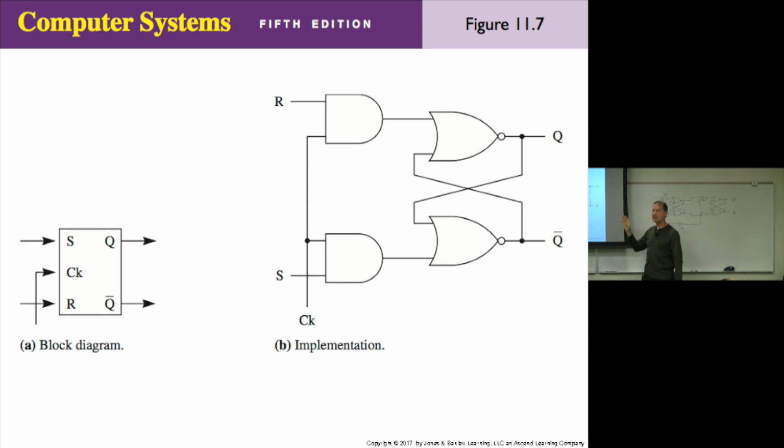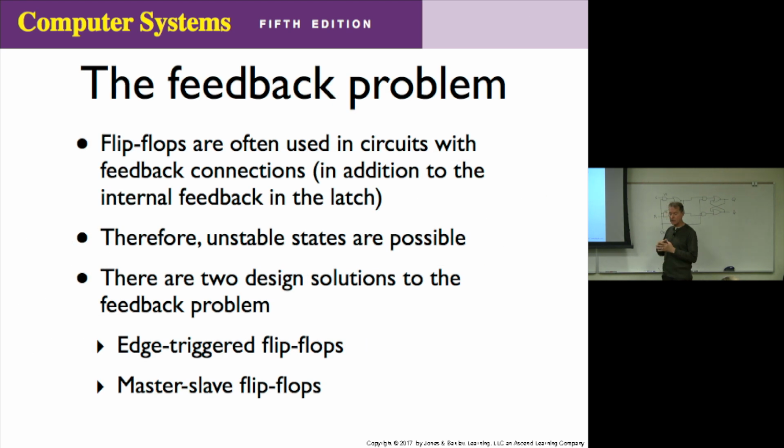Now what I'm here to tell you is that this is not the feedback we're talking about that's producing the problem. Okay? This feedback is what gives our latch state. It enables it to have state. But I'm talking about another feedback problem. Because here's what we often do.